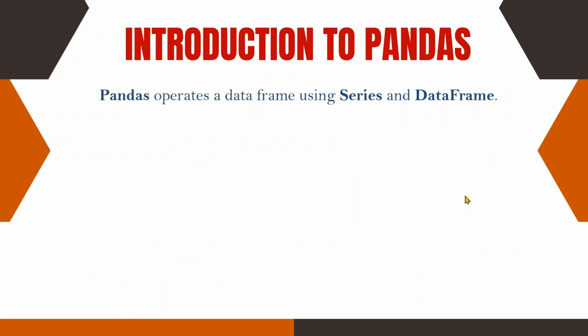Now, Pandas operates on data using series and data frame. So we have two data structures here. One is series, which is single dimensional, and the data frame is two-dimensional, where we have rows and columns. These two work as the data structures.